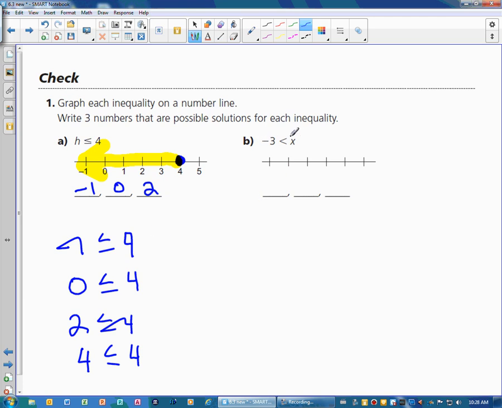Okay, B says -3 is less than x, so I'm going to kind of go in the middle, and I'm going to put -3. -2 would be here, -4 would be there. Okay, -3 is less than x, open circle, can't include it. So put a nice, obvious open circle around -3. Okay, -3 is less than x.